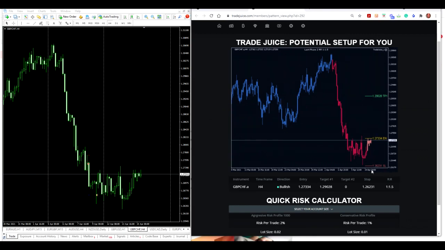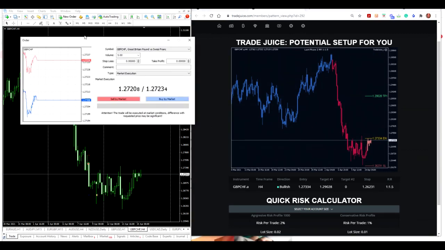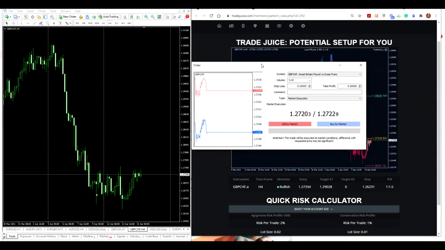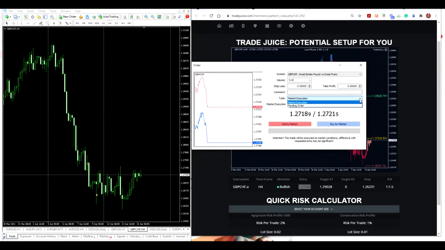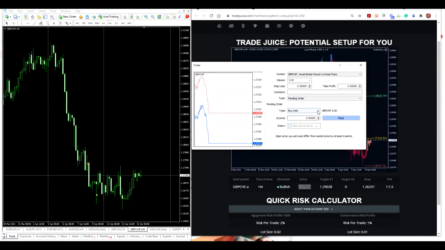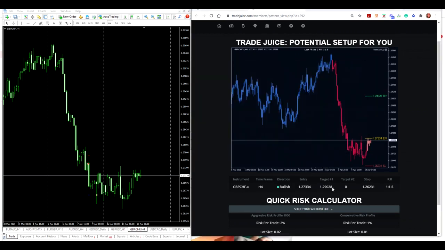All I need to do to enter this trade is open up the charts and look to see where it tells me to enter. So I'm going to enter there and set a pending order. This is bullish, so I'm going to set a buy stop. All is explained in the Tradejuice members area, of course. And I'm also going to add the target, that price there, and do that now.